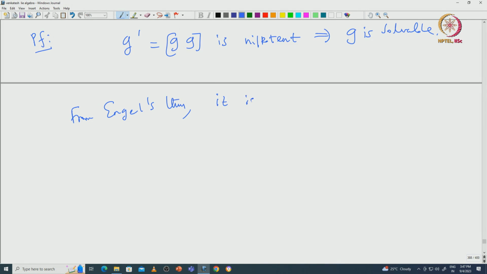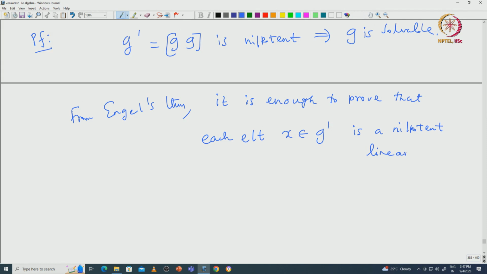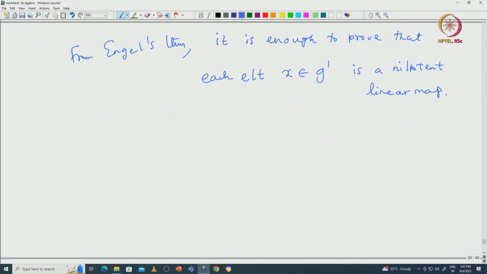So it is enough to prove that each element of this G dash is a nilpotent operator, a nilpotent linear map. So, this is what we want to prove. In order to prove that, we use this Jordan-Chevalley decomposition. So, you take x in G dash, then you write x equal to xs plus xn. This is your Jordan-Chevalley decomposition.